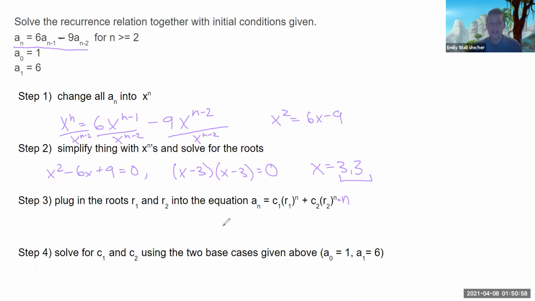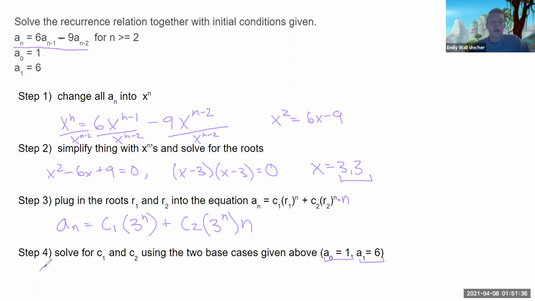Okay, so what we do with this equation in step 3 is we plug in the roots, and now our answer is going to take on this form. This right here will be our answer, but we're going to solve for C1 and C2, which are constants. They're just going to be numbers, and we need to find them, and then we'll have our final answer. So almost there. The way we find them is we take the initial conditions that were given to us, and we make equations from them.